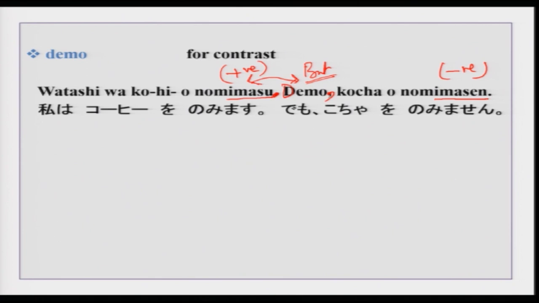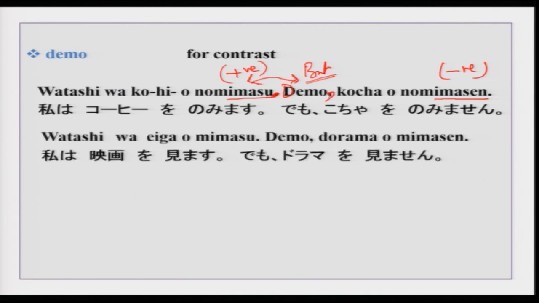Watashi wa nihongo ga suki desu. Demo, fransu go ga suki dewa arimasen. Watashi wa kyō 6 ji ni okimashita. Demo, ashita 7 ji ni okimasu. Watashi wa eiga o mimasu. Demo, dorama o mimasen. So, you can see over here again, this is positive and this is negative. Watashi wa eiga o mimasu. I watch films, but dorama o mimasen.